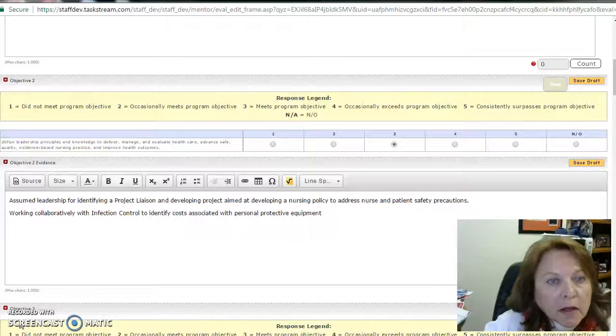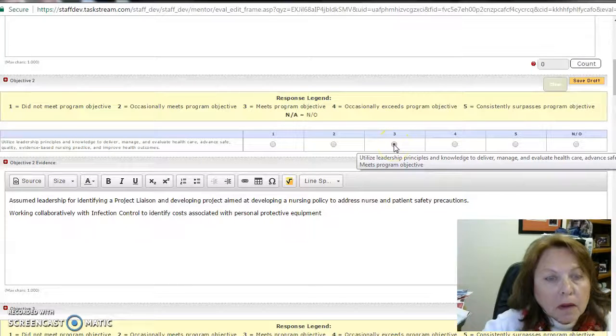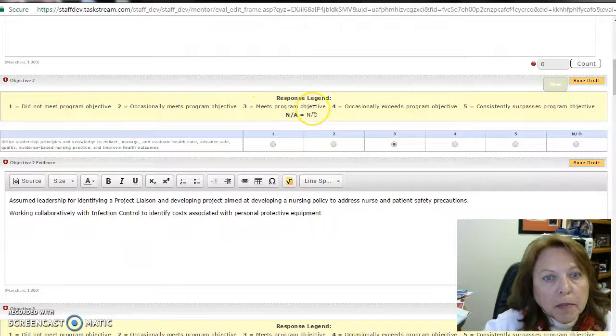And you're going to use a Likert scale, a 1 to 5 Likert scale, to think about how well you've met the objective. And in my example here, we're looking at program objective number 2 that talks about leadership. And in this example, I've given 3. And that means I've met the program objective. And the ways that I've met the program objective is that I've assumed leadership for identifying a project liaison, developing a project aimed at developing a nursing policy to address nurse and patient safety precautions.